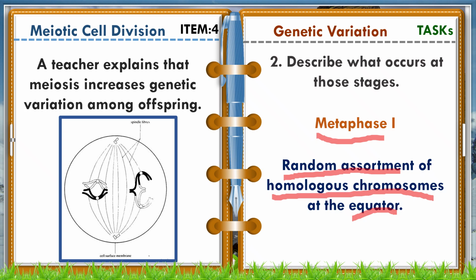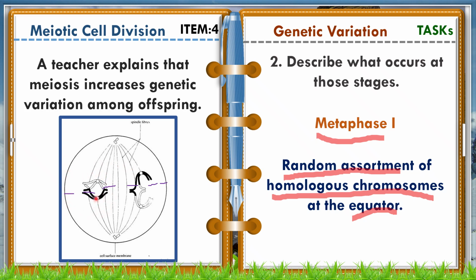Now I want to explain this one a little bit slowly so that you can understand. Now we are in metaphase 1. And if you recall very well, we said that in metaphase 1, the chromosomes align themselves at the center of the cell. And that center of the cell, we call the equator. They align themselves at the equator. So remember, in metaphase 1, we have homologous chromosomes. We said that there are two chromosomes.